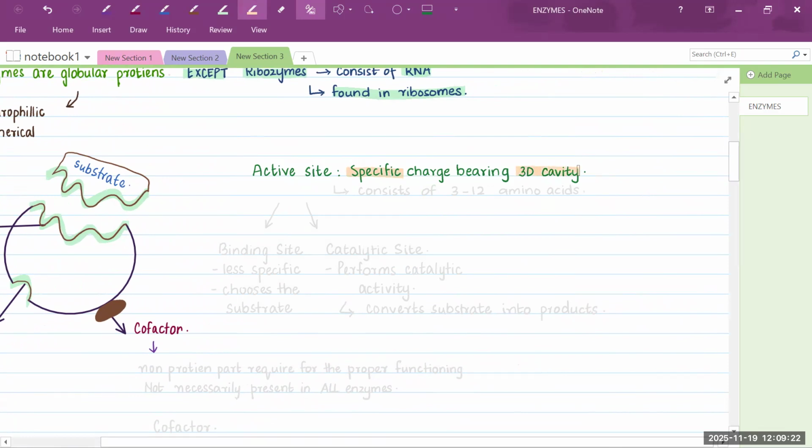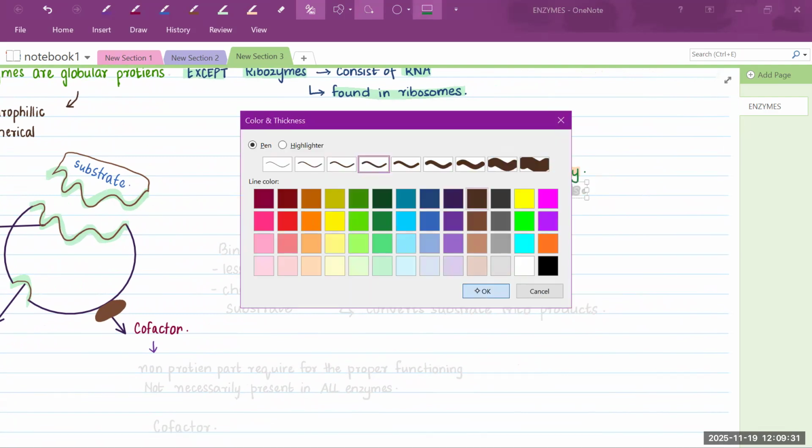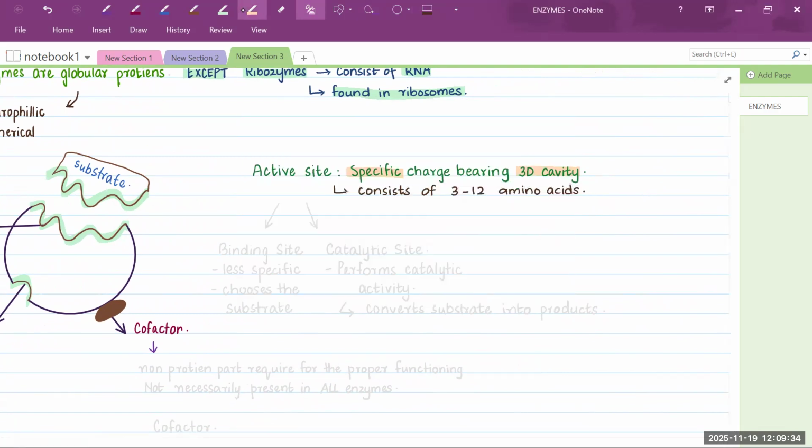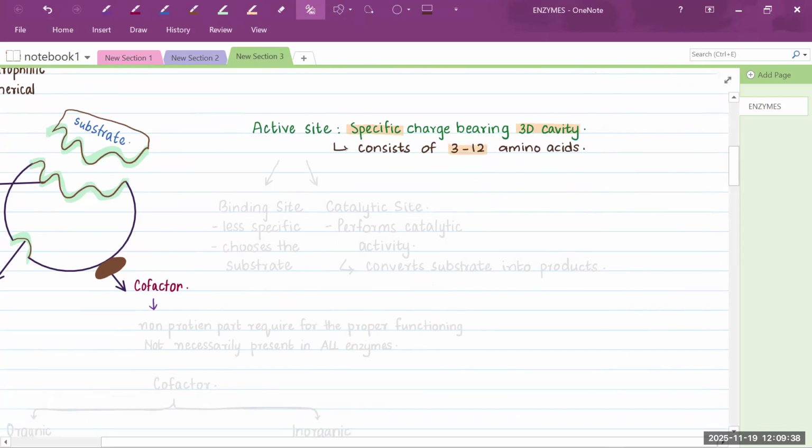Okay, and it consists of 3 to 12 amino acids. Also, it can be written in some books that it consists of a small amount of amino acids. That is also correct, but sometimes they also ask the exact amount of amino acids that it is made up of. So it's 3 to 12 amino acids, right? The active site consists of two types of sites. First is the binding site, and the second is the catalytic site.